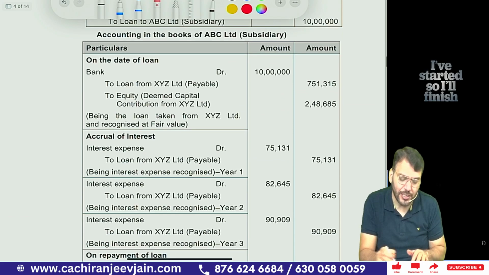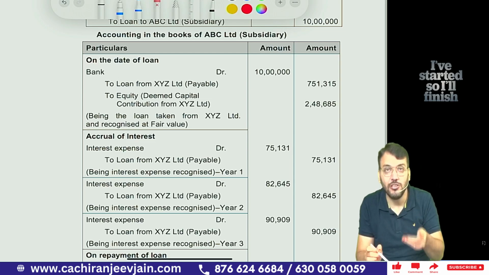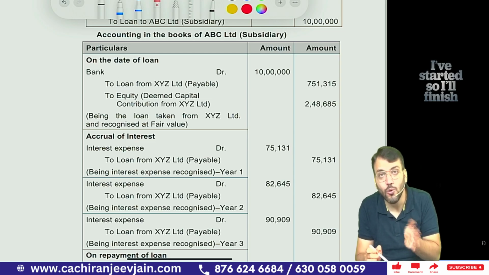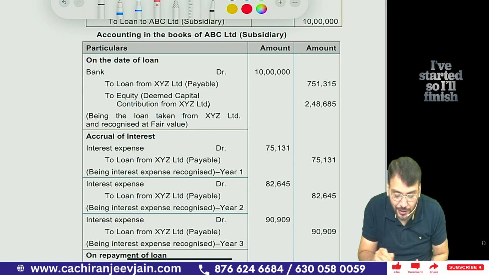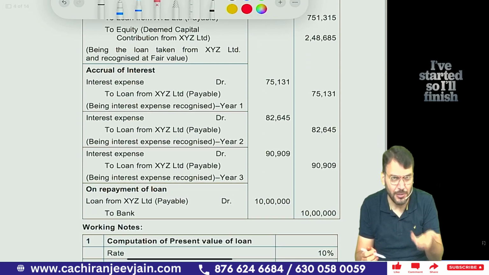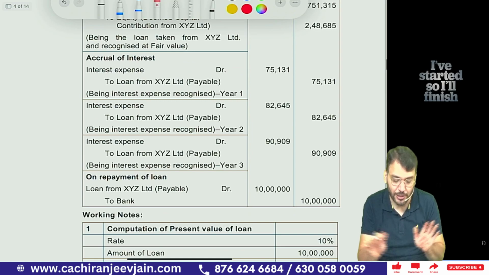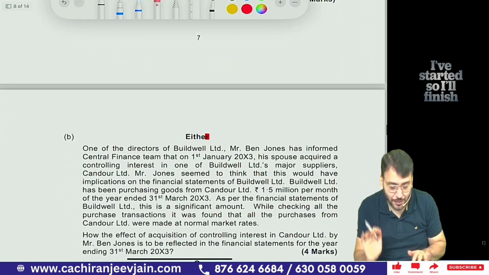Similar journal entry, the corresponding journal entry, we can do in the books of subsidiary company. So the journal entry: bank account debit, to loan payable, to capital contribution from parent company. The difference will be capital contribution from parent company, and then interest expense will be accounted as we have done the interest income in the books of parent company. Got this point? Yes sir. I hope this is a super easy question, but a good question.